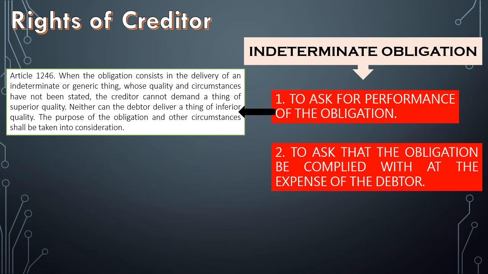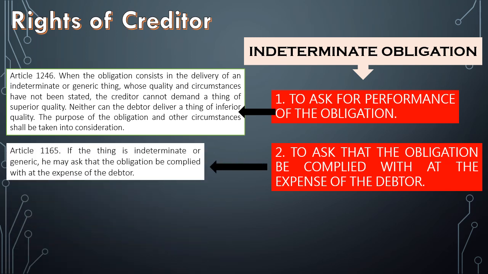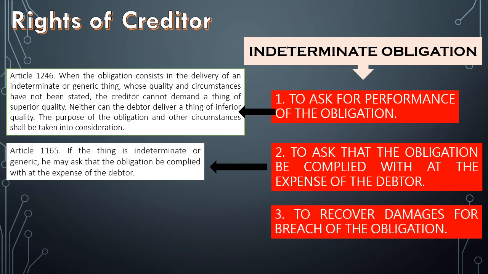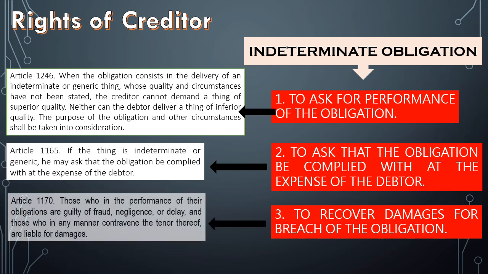Second, the creditor can also ask that the obligation be complied with at the expense of the debtor. Your basis is Article 1165. If the thing is indeterminate or generic, he may ask that the obligation be complied with at the expense of the debtor. Your last is that the creditor can demand or can recover damages for breach of the obligation. And your basis is your Article 1170.